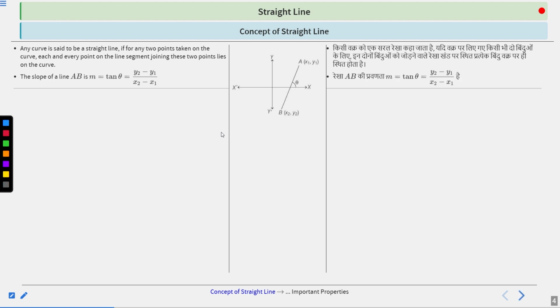Okay. Now the slope of line AB. Suppose we have a line having 2 points A and B, where the coordinates of A are (x1, y1) and the coordinates of B are (x2, y2), right? So the slope of line AB will be m, which is equal to tan theta, and it can be calculated as (y2 minus y1) upon (x2 minus x1). Got it? So tan theta is equal to (y2 minus y1) upon (x2 minus x1), right?